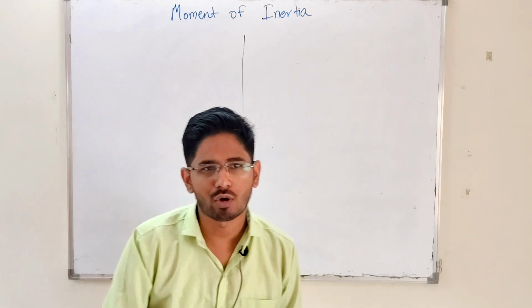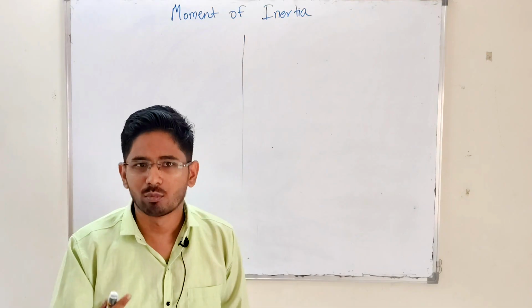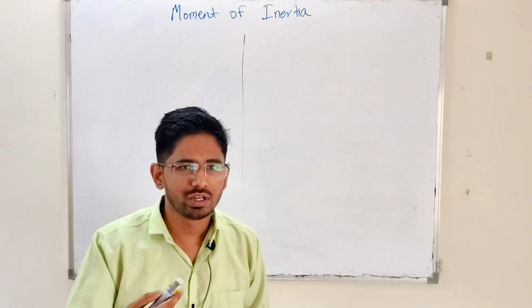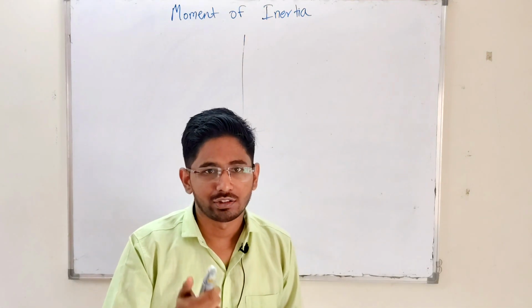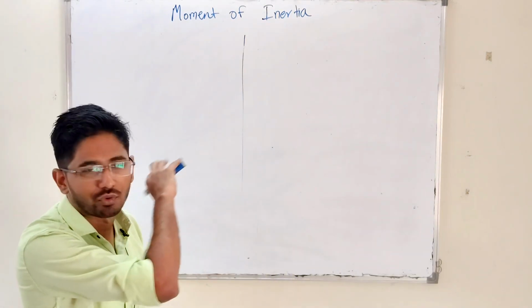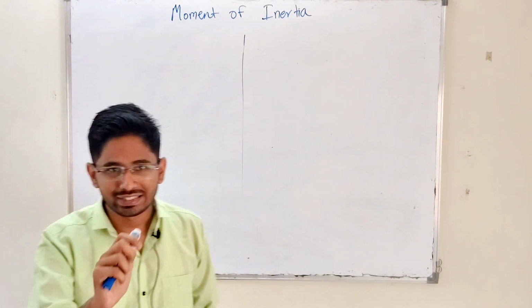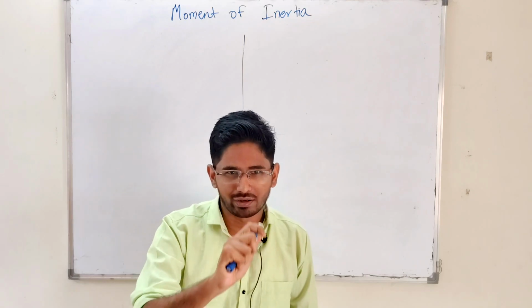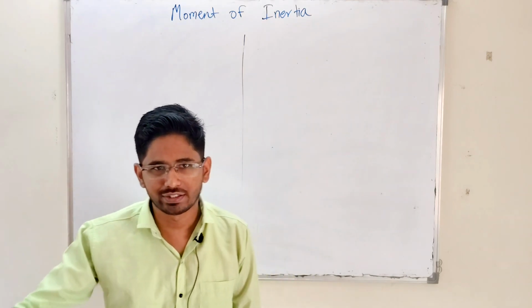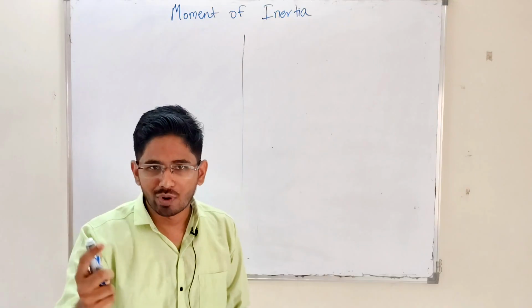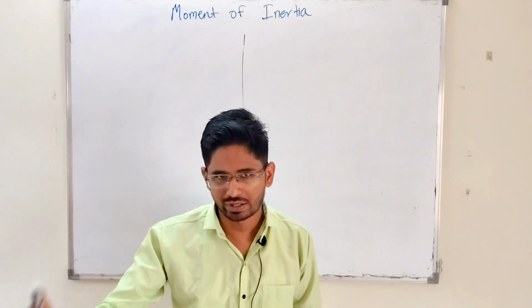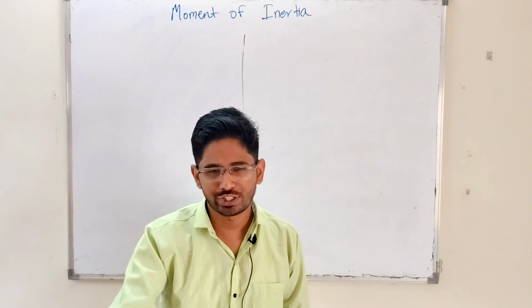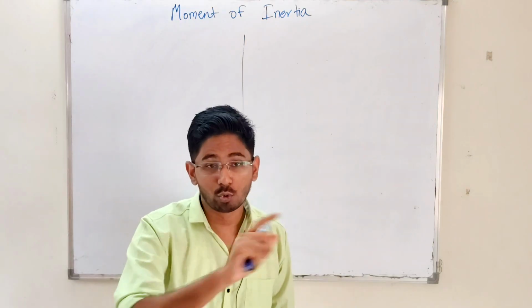What will happen if the object is in rotational motion? How much will the object resist? That resistance is defined by the moment of inertia, and it is the equivalent of mass. Just as mass resists the change in linear motion, the moment of inertia resists the change in rotational motion, and we will prove that.